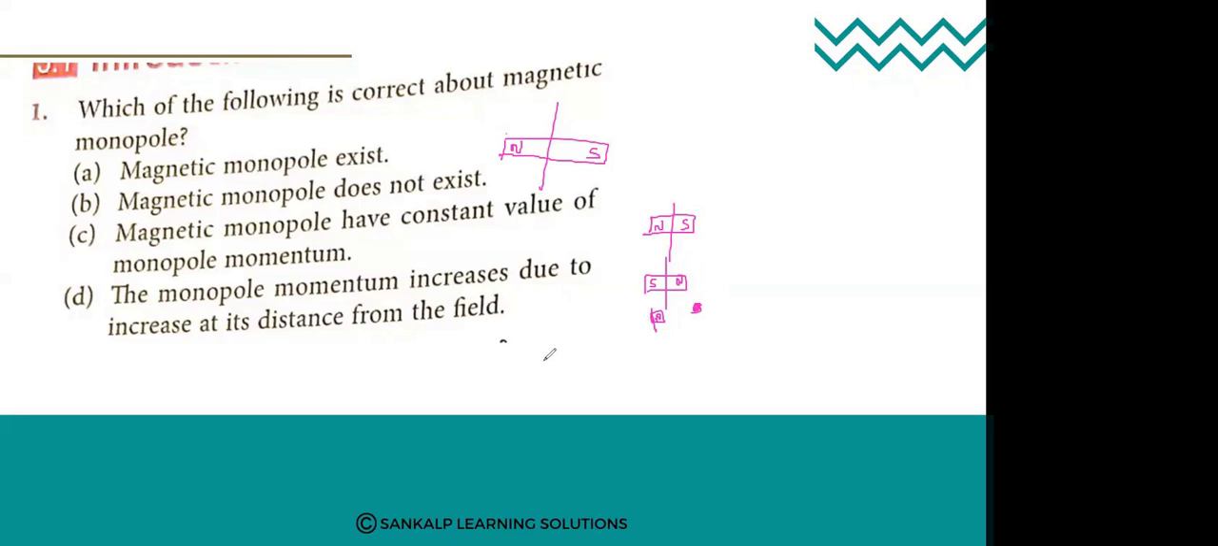So monopole means only one pole. Monopole means single pole. Single pole means either it is a south pole or it is a north pole. So which one of the following is correct about the monopole? Monopole does not exist. Monopole means single pole, that is, when you cut it, only the north would remain. No, this is not possible. However small a particle you make, the magnet will have both poles, that is south and north pole. So monopoles do not exist.